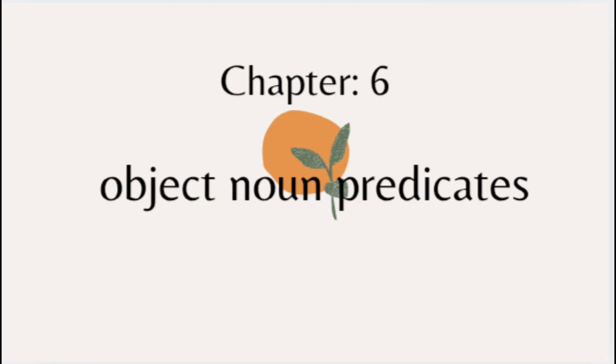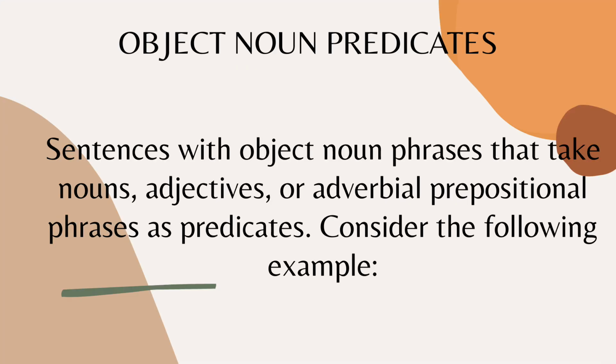This is my report, Chapter 6. Today's topic is Object Noun Predicates. Object noun predicates refer to the part of the sentence that describes or modifies the direct object. It's not a separate part of the sentence like the subject or verb, but a part of the predicate that gives additional information about the direct object.